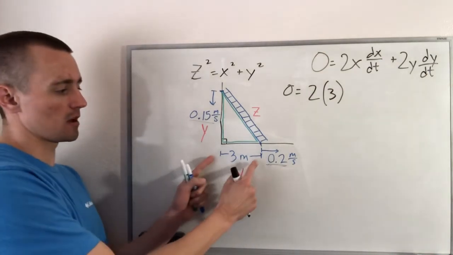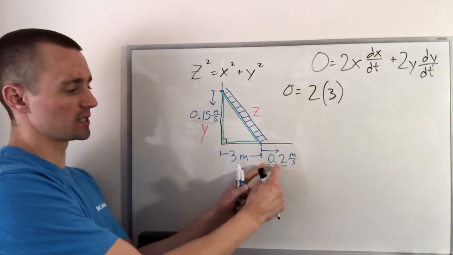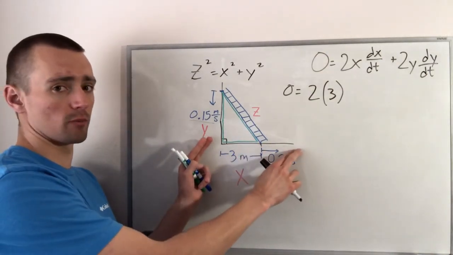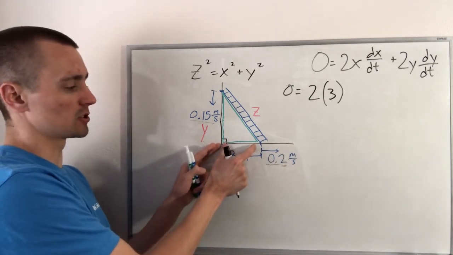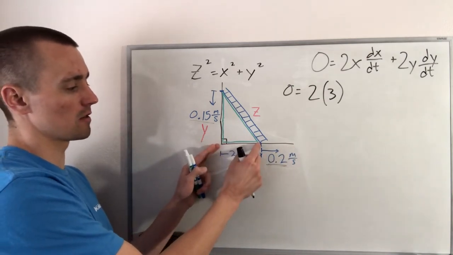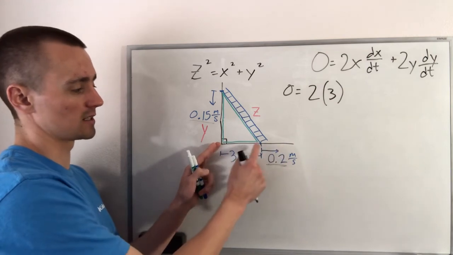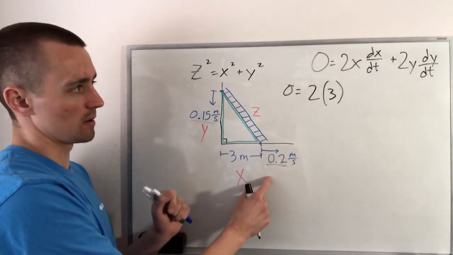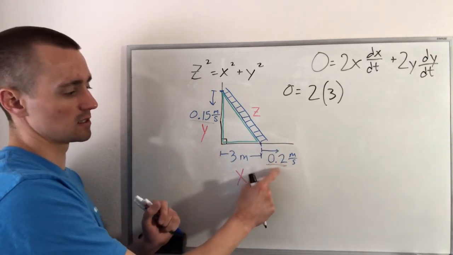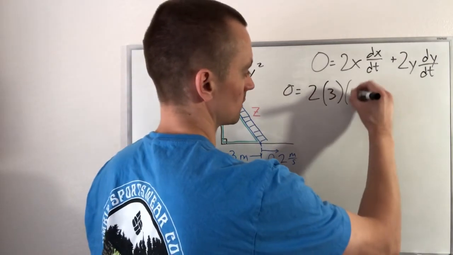We also know that our side length x is increasing because the ladder is moving away from the wall. Since x measures the distance between the ladder and the wall, as that moves away, that distance will get longer. So that means that dx dt is 0.2 meters per second.